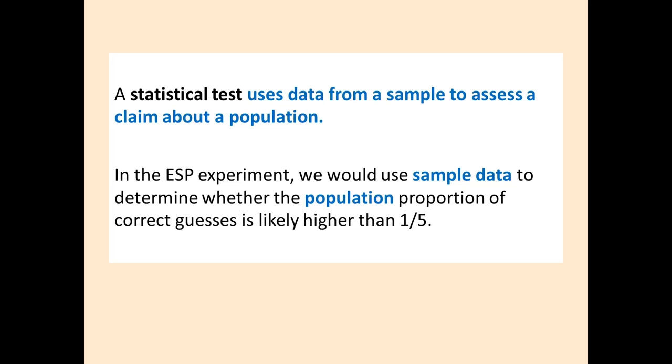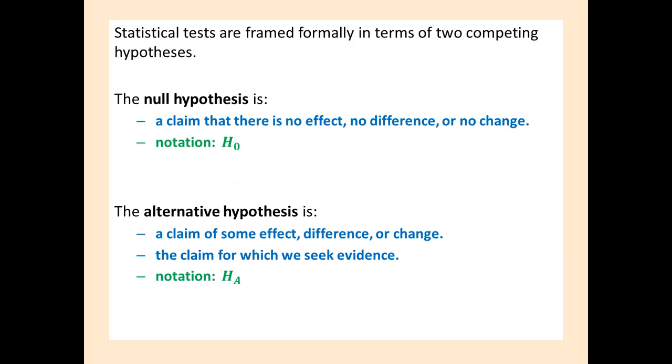What you would end up doing with the ESP experiment is that you'd have to use sample data, maybe a bunch of repetitions where the woman tries to guess which card the girl is focusing on, to determine whether the population proportion of correct guesses is likely higher than 1/5. Because if you have evidence that the population proportion is higher than 1/5, that would be evidence supporting the idea of ESP.